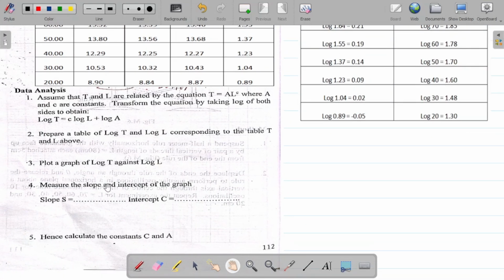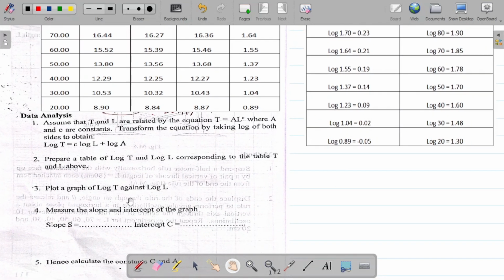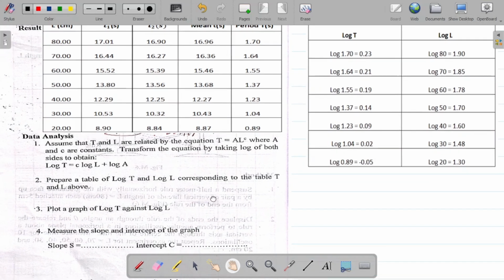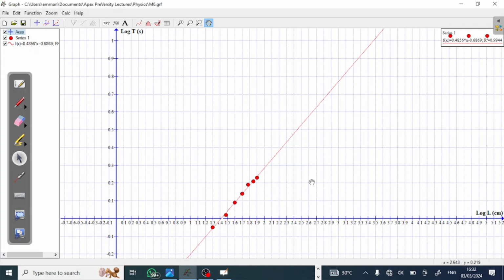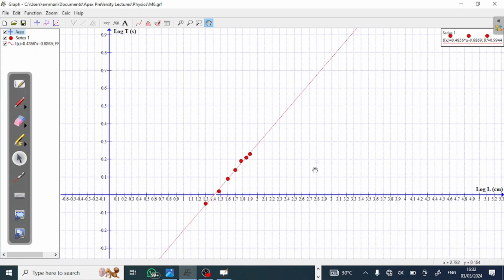Then number 4 says measure the slope and intercept. Okay, the third one here says plot a graph of log T against log L. So I've plotted my graph. Let's see what it looks like. All right, so this is what my graph looks like. When you plot a graph, you have this. Take your line of best fit and you have this. So this is what my graph looks like.